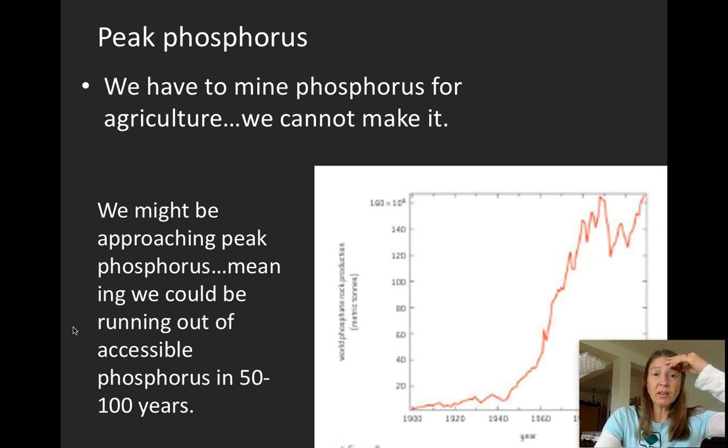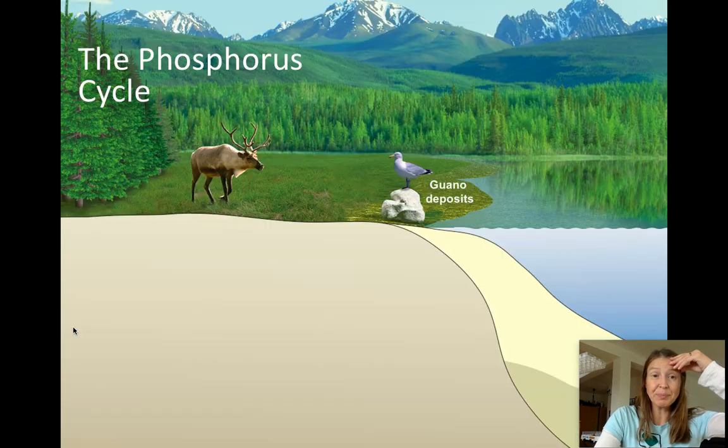And there is a concern that we will have reached what's called peak phosphorus, and phosphorus will then be really limiting for us to use in agriculture. So if we run out of accessible phosphorus in the next 50 to 100 years, that could have a significant impact on our ability to grow crops, okay?